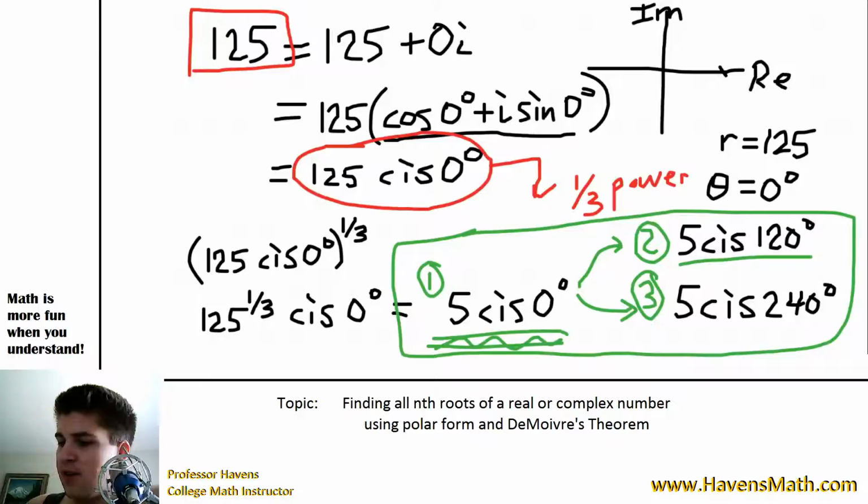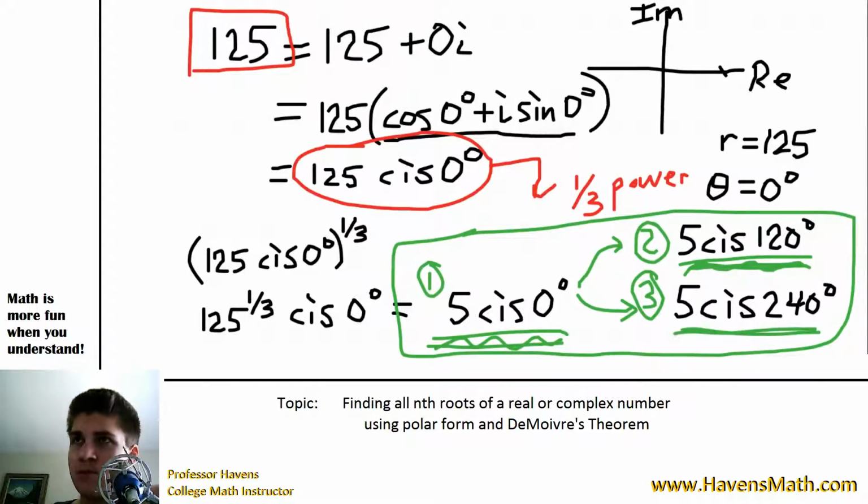If we take 5 CIS 120 and we cube that, we would get 5 cubed is 125, and CIS 120 cubed, well, 3 would multiply 120, so we would get 125 CIS 360. And as you should be aware, 360 degrees is coterminal with 0 degrees, so that's the same as 125 CIS 0, which is, again, just 125. So cubing this will also net 125, and as you can imagine, cubing this one should also net 125.